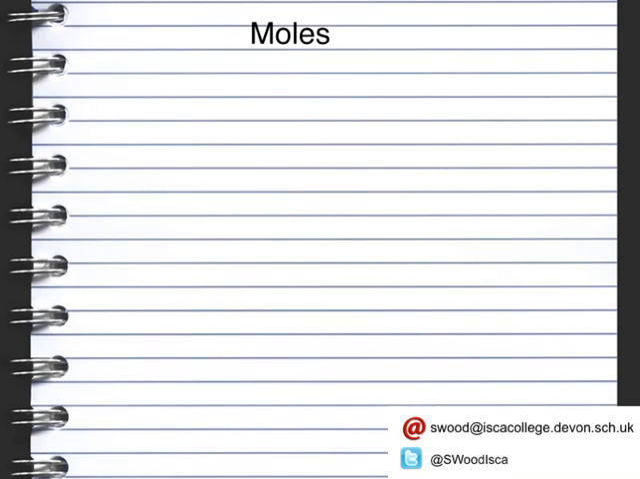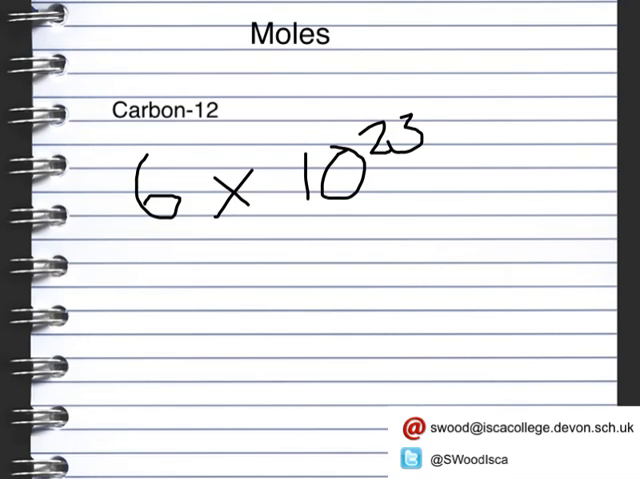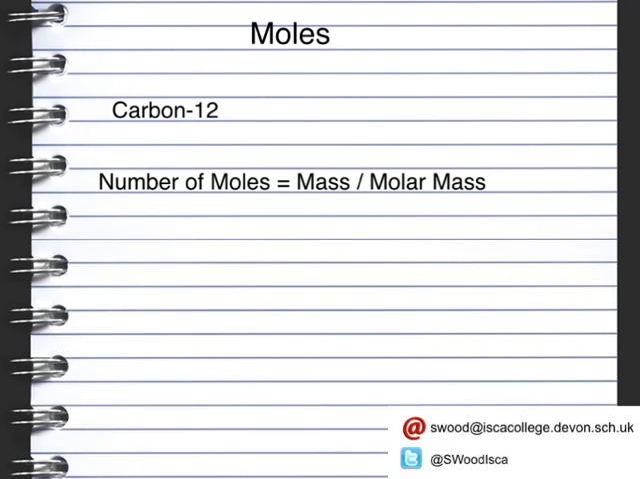Now, how we actually work out the number of moles that we have is made with a comparison to the mass of carbon-12. It's all relative to how much that is. 12 grams of carbon-12 will have, as we've said, Avogadro's number of 6 times 10 to the 23 atoms within it. We can work out the number of moles using a very simple equation: the number of moles is equal to the mass divided by the molar mass.